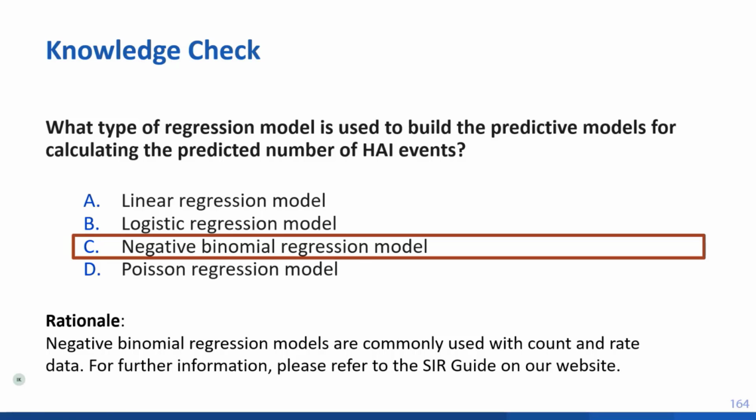Okay, so yes, the correct answer is C, negative binomial regression model. And again, these types of models are commonly used with count and rate data. For further information, including seeing the model formula and additional information, which we'll cover, the SIR guide is definitely a great resource. So please refer to that. All right, next slide, please.